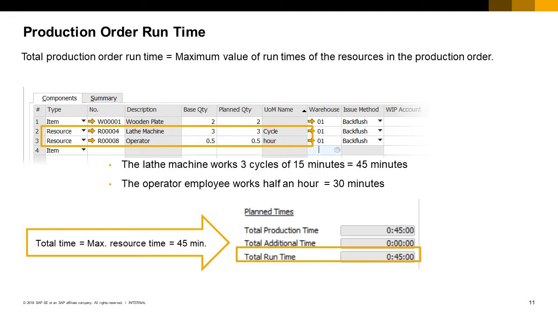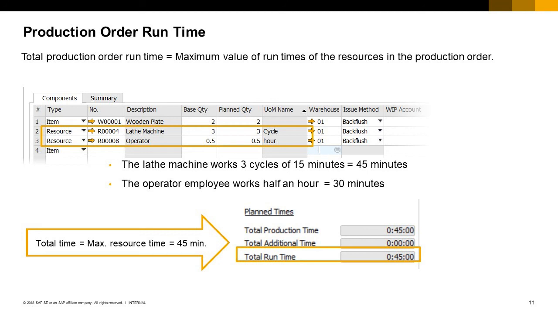Because different types of resources, machine, labor, or other, can be included in one production order, a simplified calculation of the total production order runtime is applied. The total runtime of a production order is the maximum value of the production time of the resources in the production order. This image is taken from a production order that contains 2 resources, a lathe machine and a machine operator.